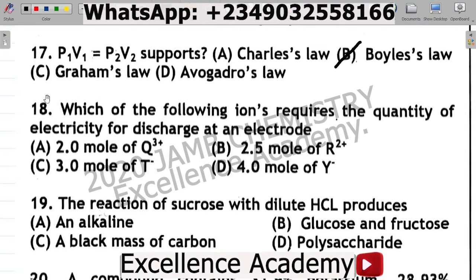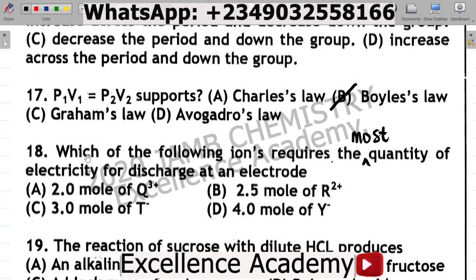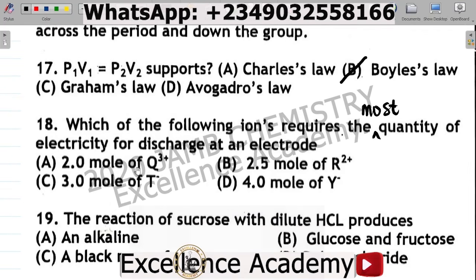All right, next up, question number 18. 18 here says, which of the following ions require the most quantity of electricity for discharge at the electrode? A, 2 moles of Q 3 plus ion. B, 2.5 moles of R 2 plus ion. C, 3 moles of T minus 1 ion. Then D, you have 4.0 moles of Y minus 1 ion. So which of these is the correct answer?